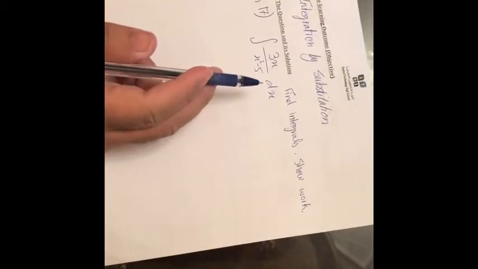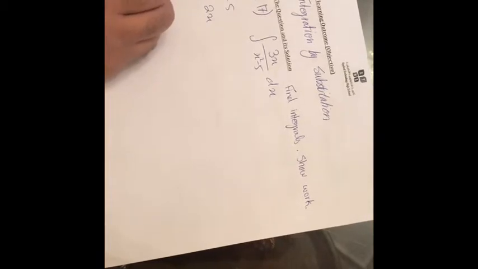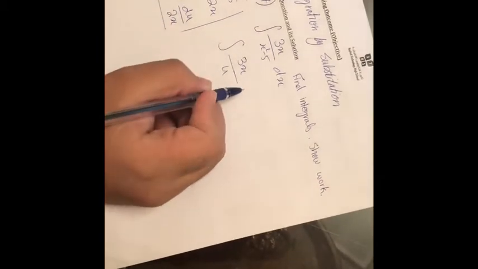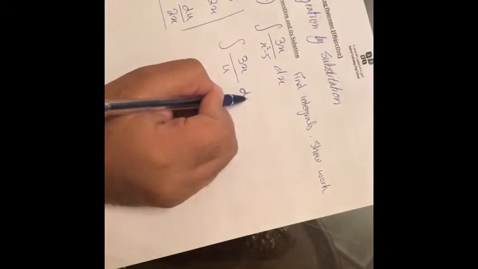Here we use the denominator as u, which is easier. So u is equal to x squared minus 5. du over dx is equal to 2x, and dx will be equal to du over 2x. Now let's substitute the u. Integration of 3x divided by u dx, where instead of dx we put du over 2x.